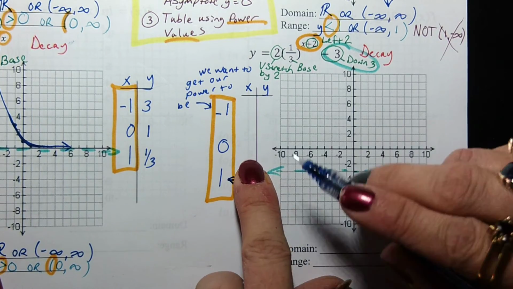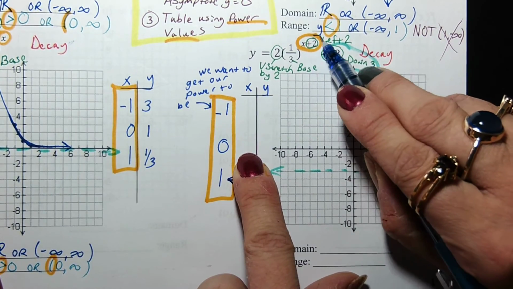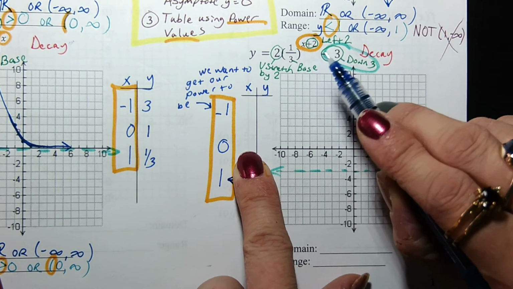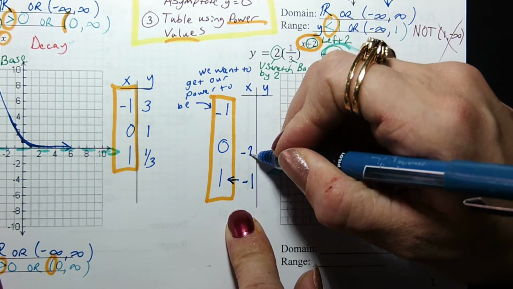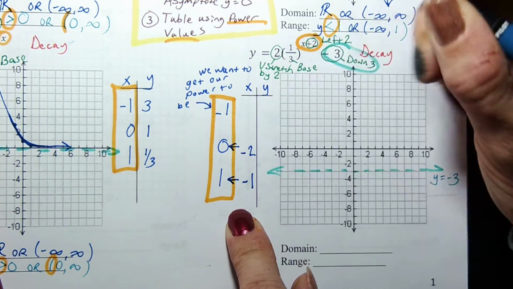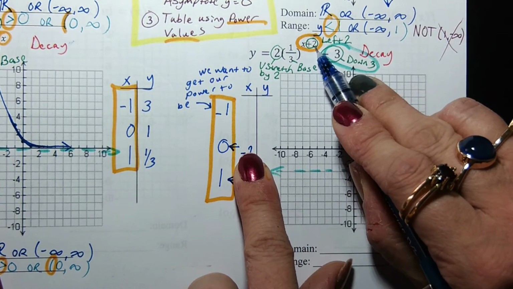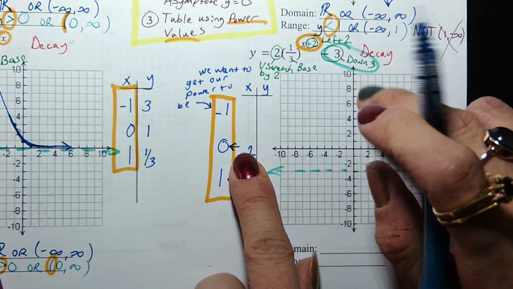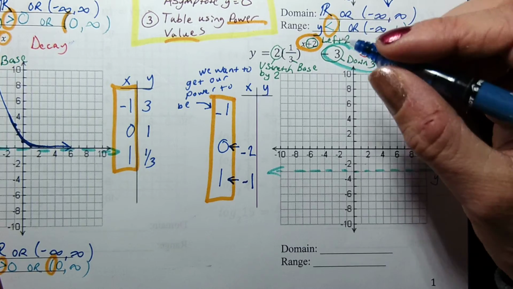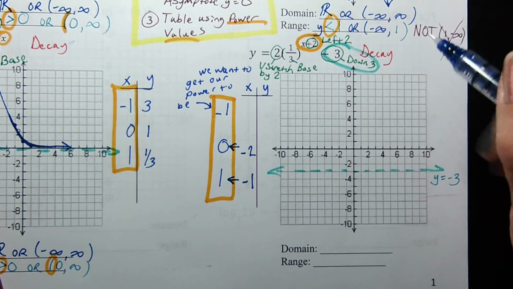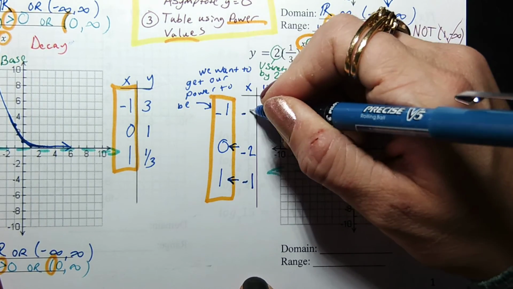What could I plug in for x to make my whole exponent be equal to 0? Negative 2. Because negative 2 plus 2 makes the whole exponent 0. So what could I plug in for x to make my exponent negative 1? Negative 3.